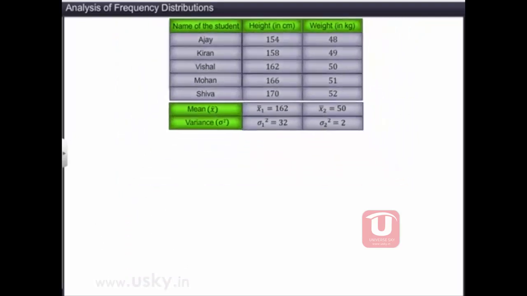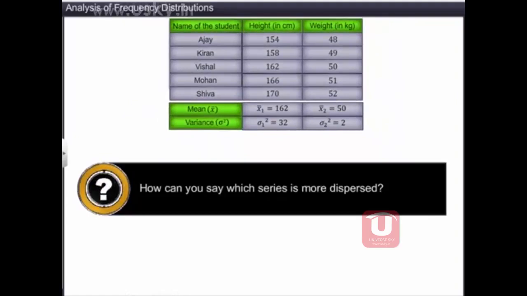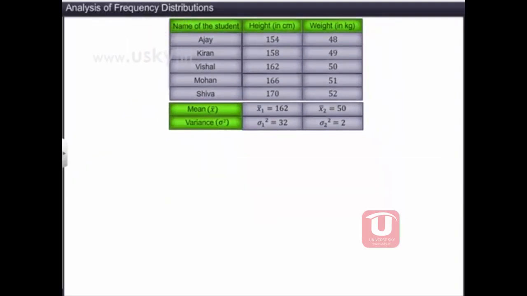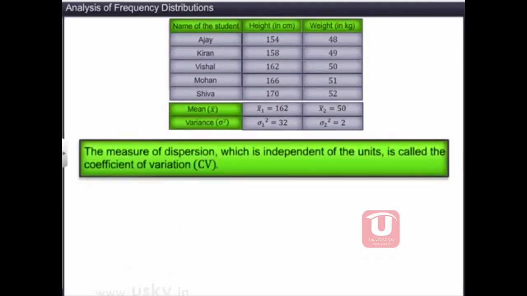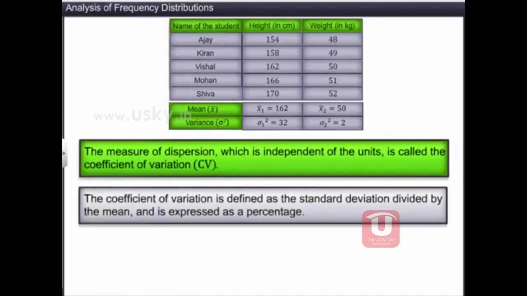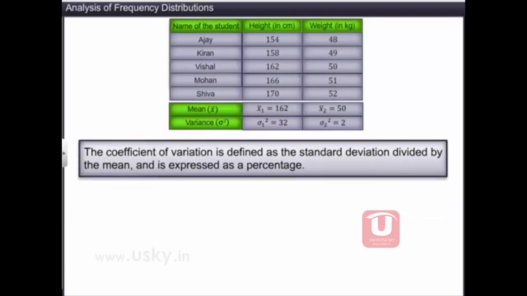How can you say which series is more dispersed? We cannot say which series is more dispersed on the basis of the variance. In such cases, we use another measure that is independent of the units. The measure of dispersion independent of the units is called the coefficient of variation, or CV. It is defined as the standard deviation divided by the mean, and is expressed as a percentage. Here, sigma is the standard deviation, and x bar is the mean.